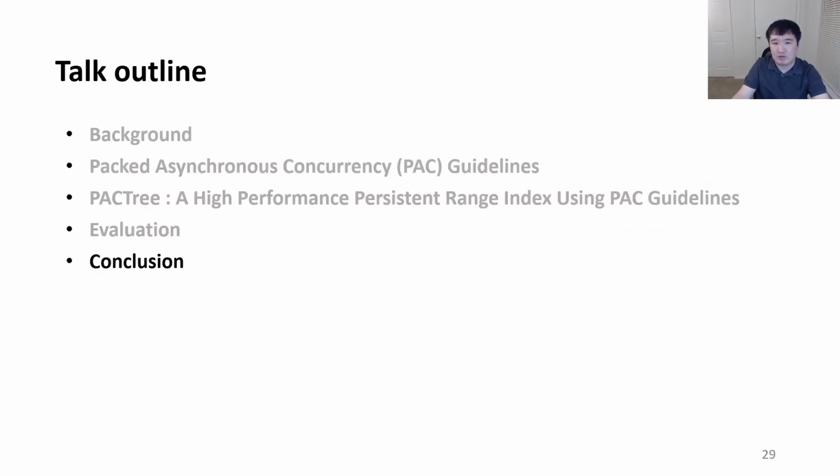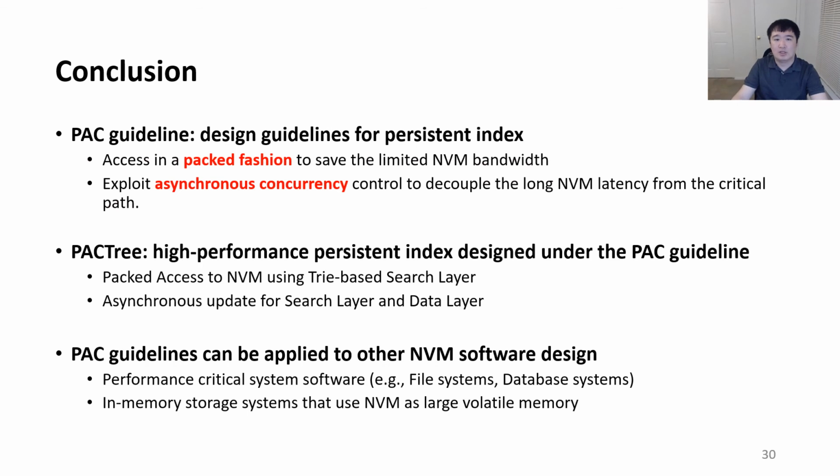Let me conclude this talk. In this work, we proposed the PAC guidelines based on our empirical analysis. The key takeaway from the PAC guidelines is to access the NVM in a packed fashion to save NVM bandwidth and exploit asynchronous concurrency control to decouple the long NVM latency.